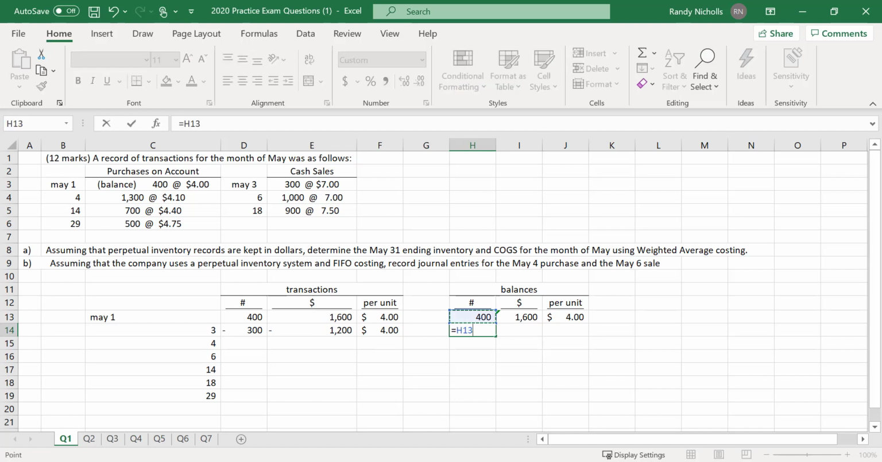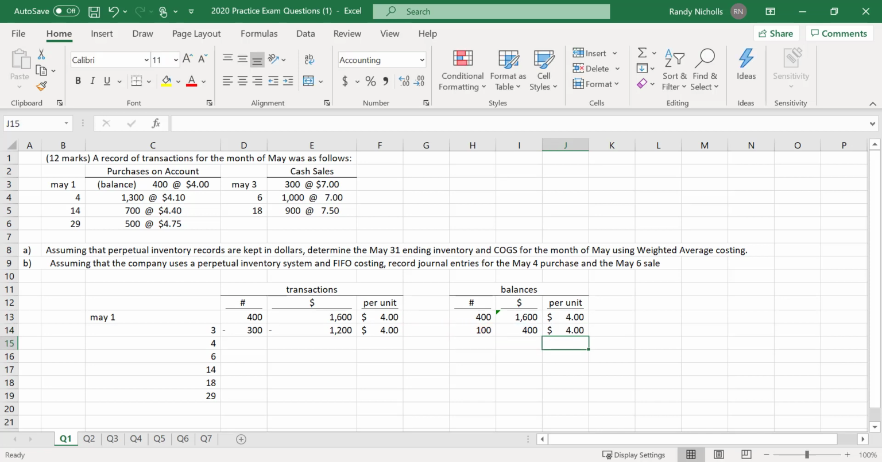What's in my balance? Well, now I used to have 400. I sold 300, so I got 100 left. I used to have $1,600. I took $1,200 of inventory out. And if I calculate my average cost, it's still $4, which it should be because I took them out at average, they stay at average.